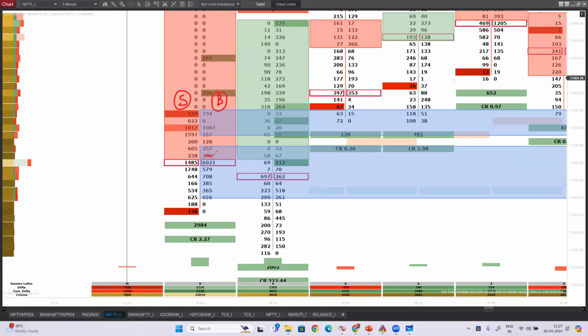So if I'm seeing 6,021 lots getting traded, this is in terms of lot size, not in terms of number of shares. I divided the entire value by 50, so I'm just getting the value of lot size over here. So 6,021 by market orders interacted with the 6,021 sell limit orders, right? That is what happened over here.